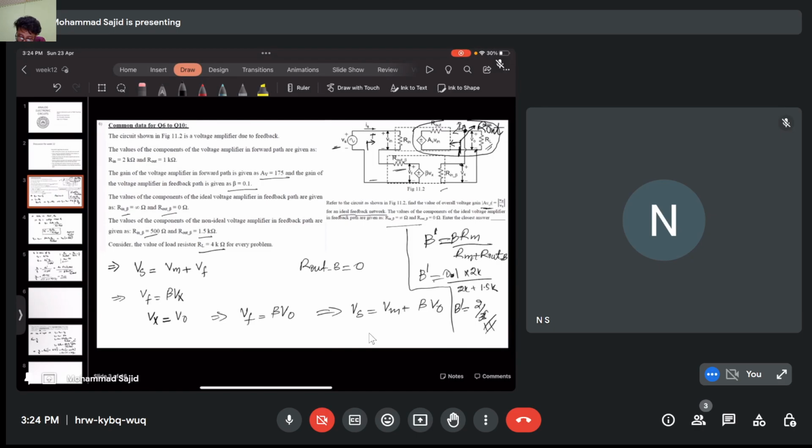And now we have the feedback network as well with non-ideal values R_f and R_B, and it is in parallel with RL. Okay, we will calculate from this point, then we will treat it in parallel to RL and R_NB.